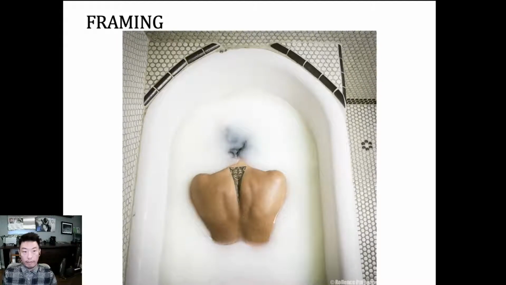Here, you got a frame within a frame within a frame. You got the penny tile as an exterior frame. Then you've got the bathtub as another frame. Then you've got the milk in the bathtub framing this torso that's in the bathtub. Right? And you can even argue that the skin is framing the tattoo. Right? Frame, frame, frame.